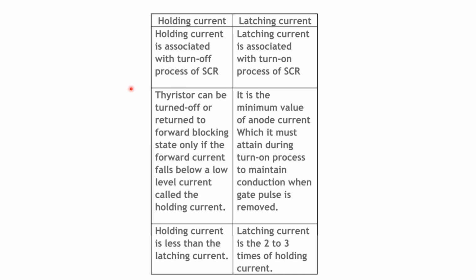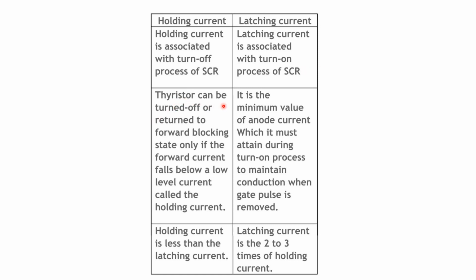So here comes the difference between holding current and latching current. Holding current is associated with the turn off process of SCR. Latching current is associated with the turn on process of SCR. Now why is this associated with the turn off process? If you look into the graph, you'll get a better idea. In the graph, IH, that is holding current, is located between the blocking mode and conduction mode of SCR. It is in between those two processes. Whereas the latching current is there when our SCR is completely turned on and it comes to a stable state.